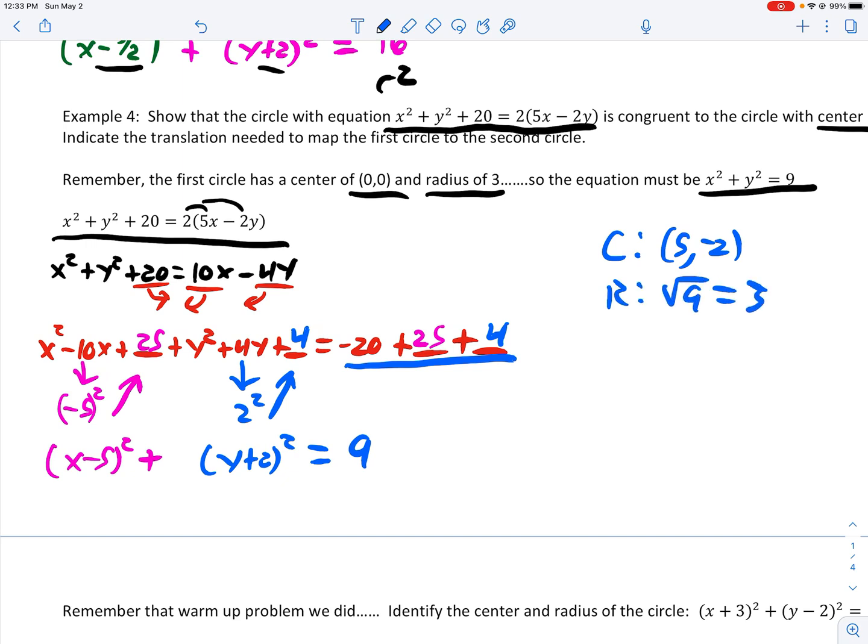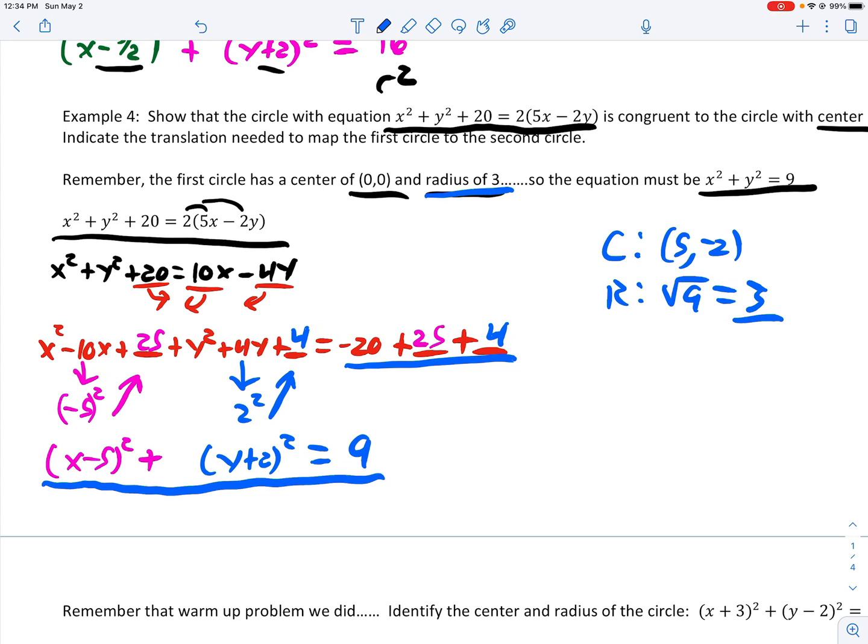Again, how do I find the center? I have it in descriptive form. Remember, it's the opposite value in the equation that is the point for the center. So minus 5, the point will be positive 5. Plus 2, the point will be minus 2. It's opposite. The radius is just the square root of the number in the equation, the constant. That's your radius. So it has a radius of 3. Our original circle has a radius of 3. So yes, they are congruent.